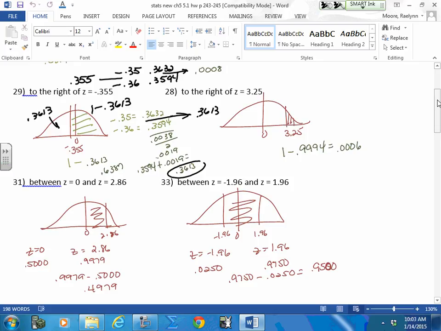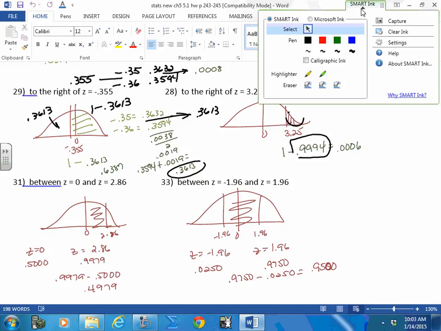Now, to the right of 3.25, 3.25 is a very high number. This has got to be a very small area, right? Well, when you look up 3.25, look at the big number you get, and you say, could that possibly be that little area? No, but your sketch tells you subtract from 1. That's why you're sketching. So your sketch says, well, it's got to be a little piece. I need to subtract it from 1. Use your sketch to help you out.